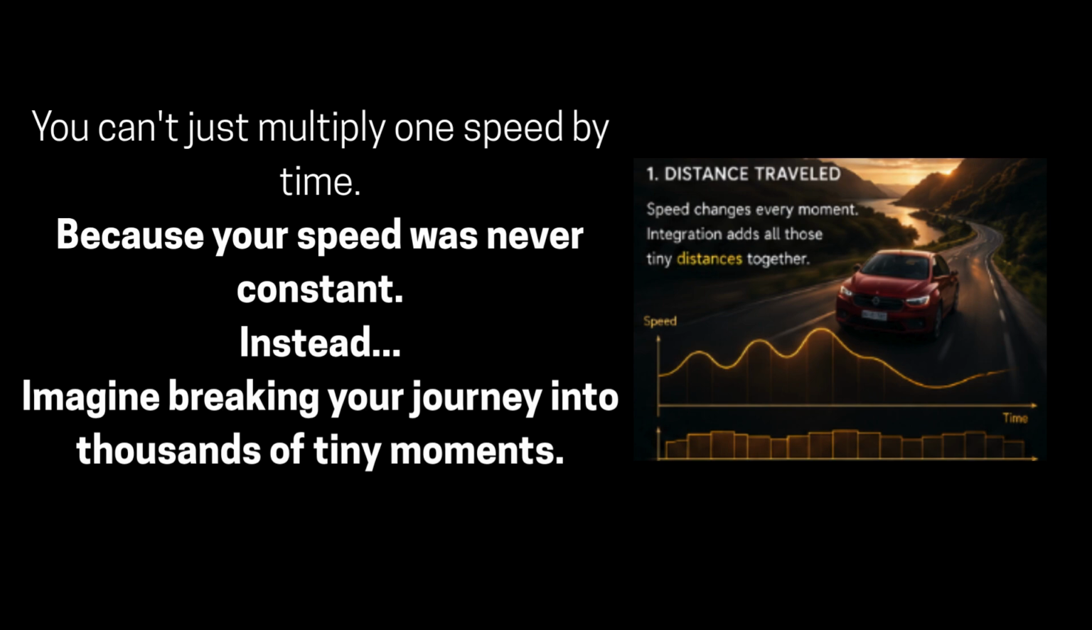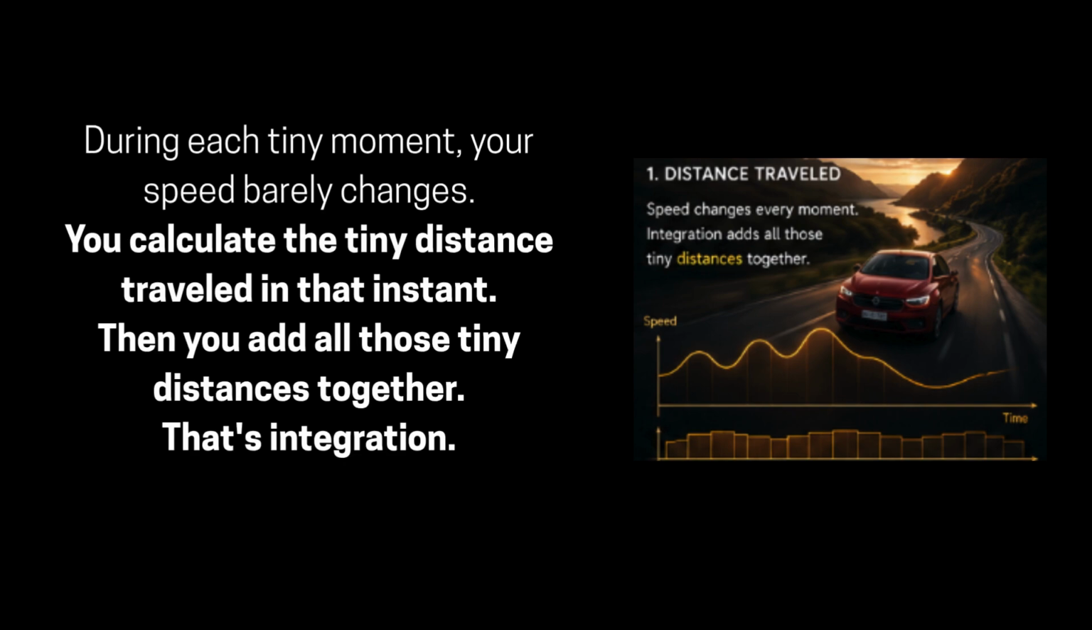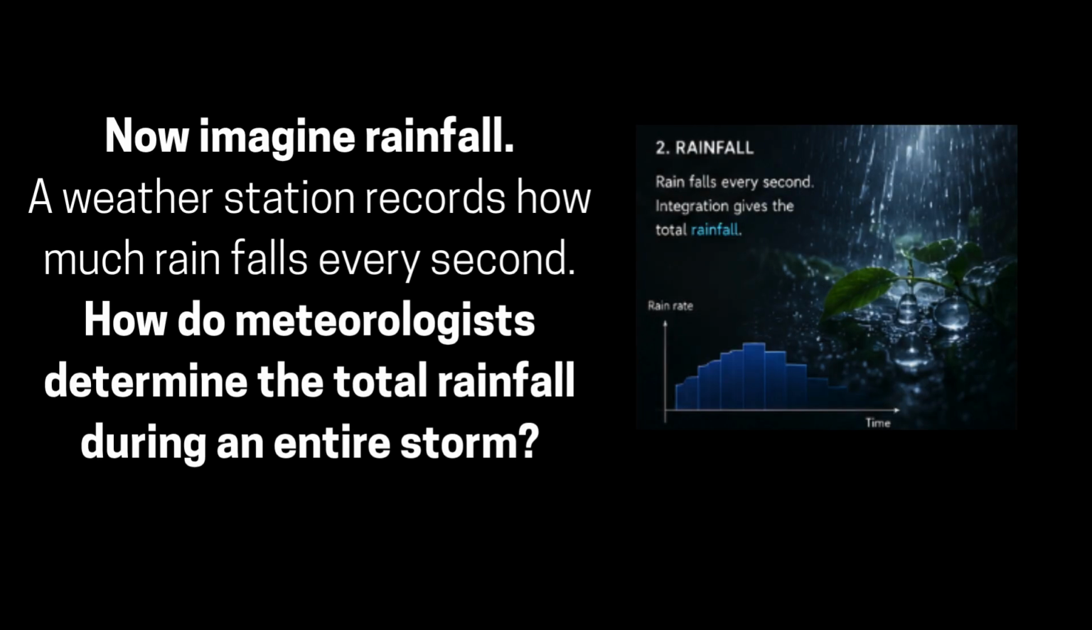Instead, imagine breaking your journey into thousands of tiny moments. During each tiny moment, your speed barely changes. You calculate the tiny distance traveled in that instant. Then you add all those tiny distances together. That's integration. Now imagine rainfall.